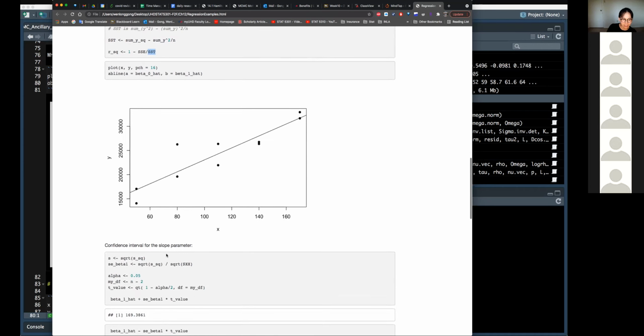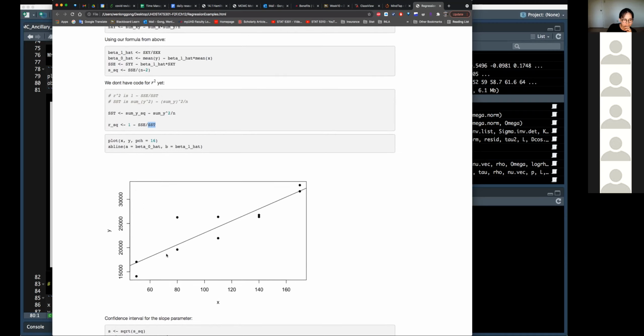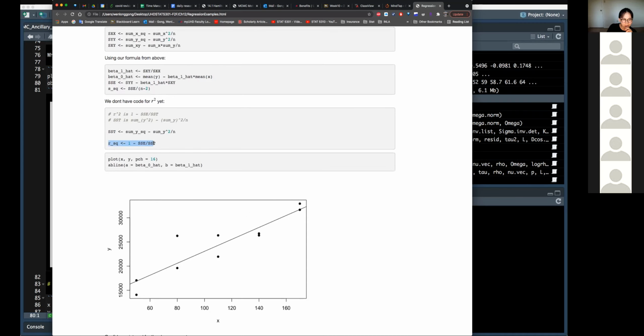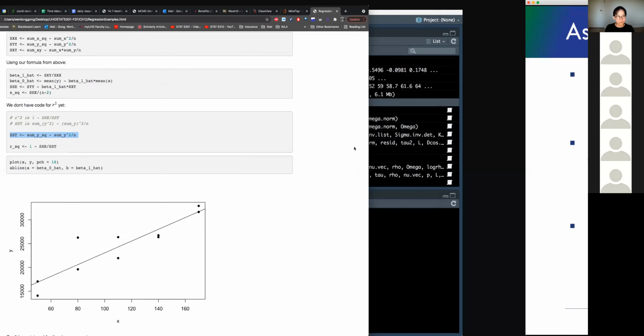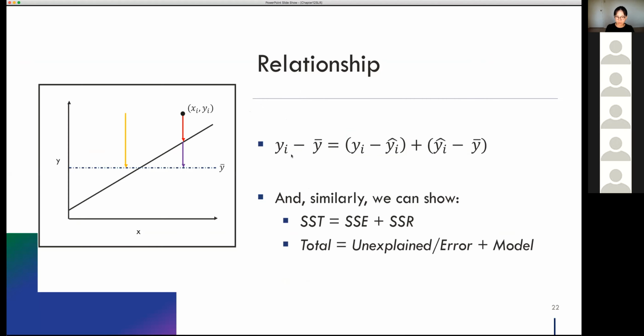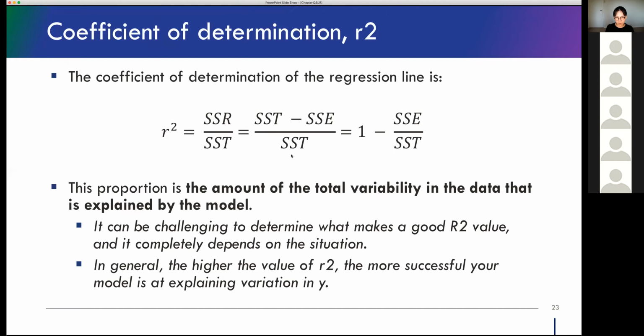I didn't output the R squared value. Anyway, this is where you find the formula and the code for R squared calculation. I think there will be a homework question asking you to calculate R squared. Well, we finished assessing the model.